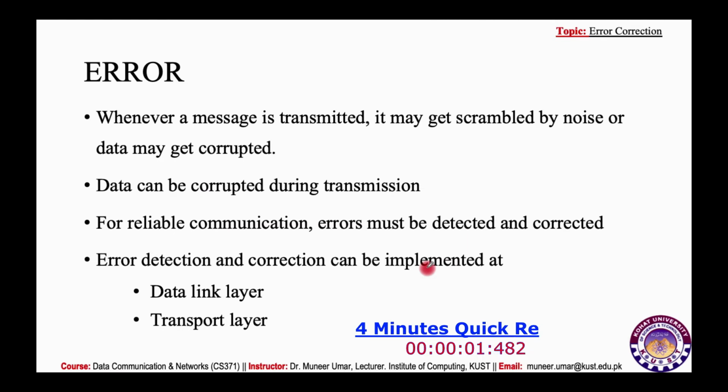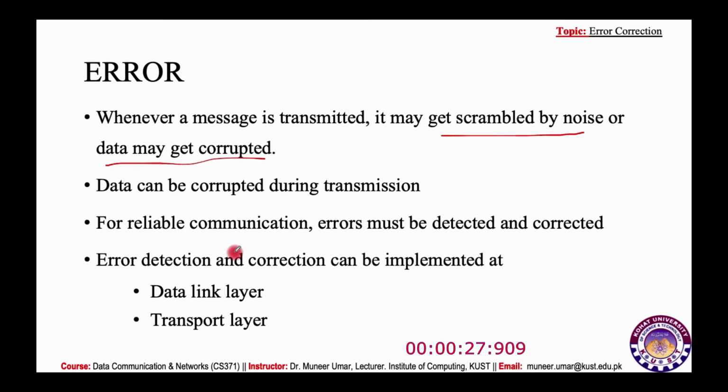First, error. It is obvious that the transmission medium is not perfect. So whenever we transmit data, that data may get scrambled or may have some sort of interaction with noise. So there might be some impairments. So the data which has been transmitted by the sender might get corrupted, and at the receiving end, the data might be different from what was sent. So that thing is referred to as an error.